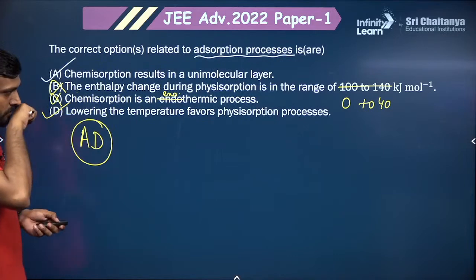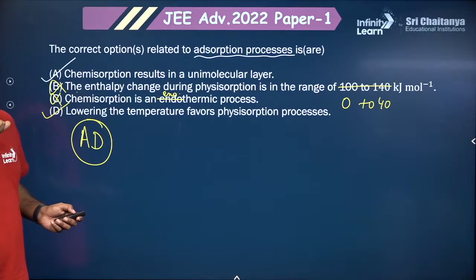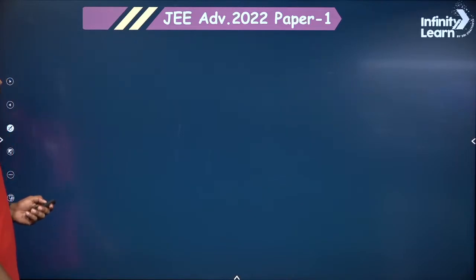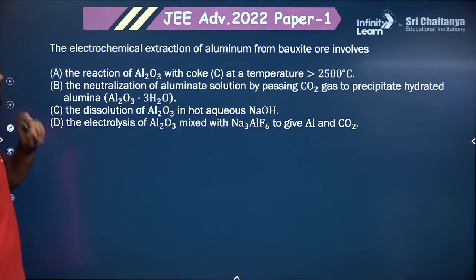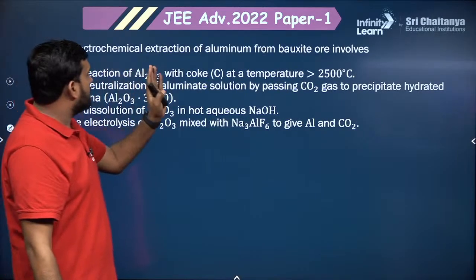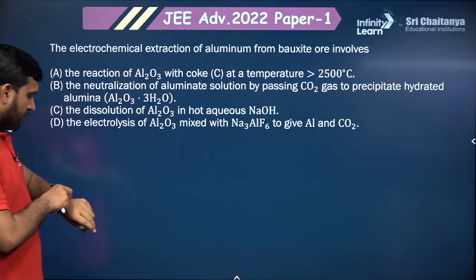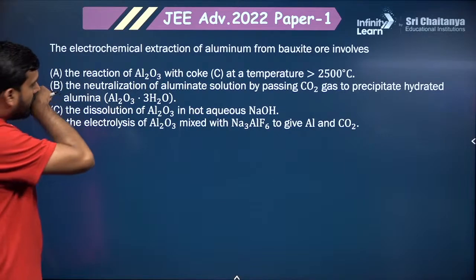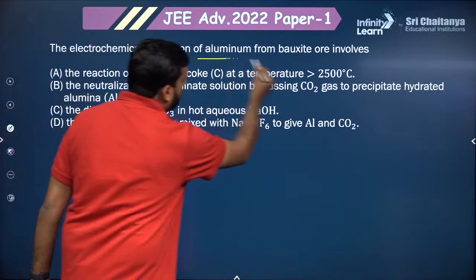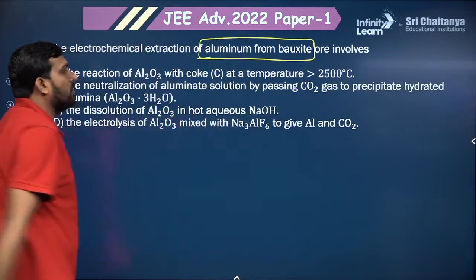Going to the next question. The electrochemical extraction of aluminium from bauxite ore involves... So they are asking you about bauxite. So let's find out the options.